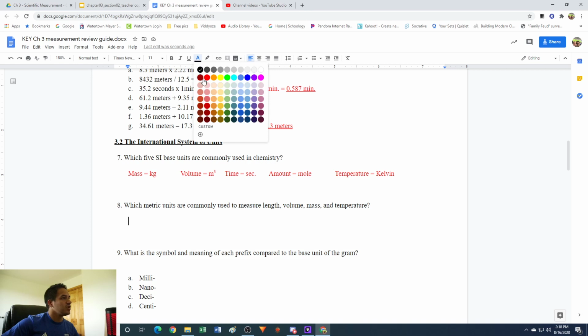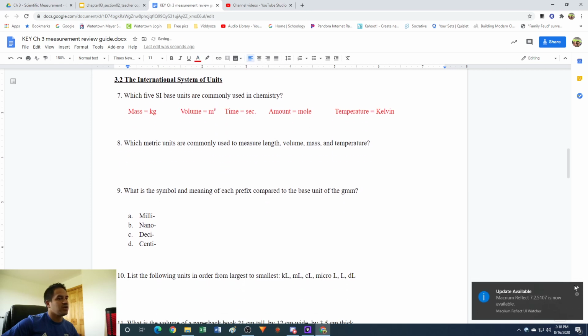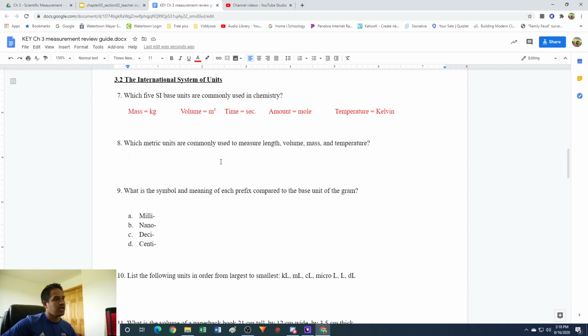All right, number 8. Which metric units are commonly used to measure length, volume, mass, and temperature? Well, we pretty much just did these ones. So we have length, which is the meter. We have volume, which is the cubic meter. We have mass, which is the kilogram. And we have temperature, which is the Kelvin.